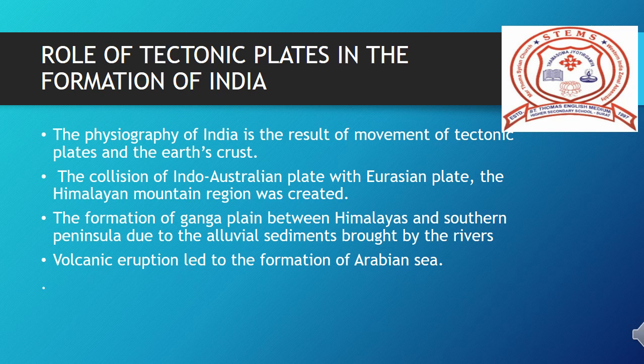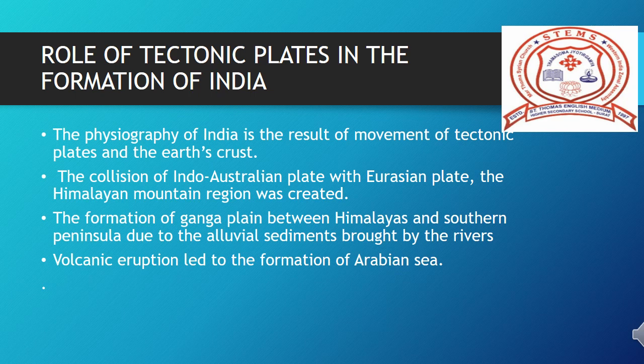This movement also led to the formation of a huge valley. This valley was created in between the Himalayas and the southern peninsula. As a result, alluvial deposits brought by the northern and southern rivers were deposited, and it led to the formation of the Ganga plain.